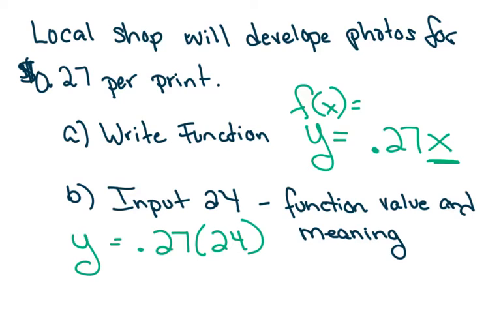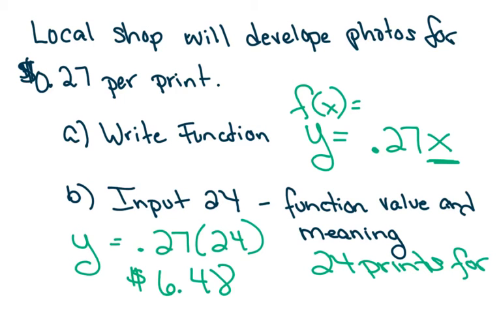Okay, so once we put that in there, we need to then again figure out what the price is, and the price ends up being $6.48. I'm going to put my dollar sign out in front. Okay, so what does it mean? It means we're getting 24 prints for a cost of $6.48. That's it.